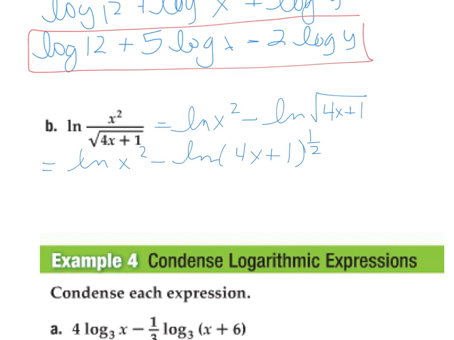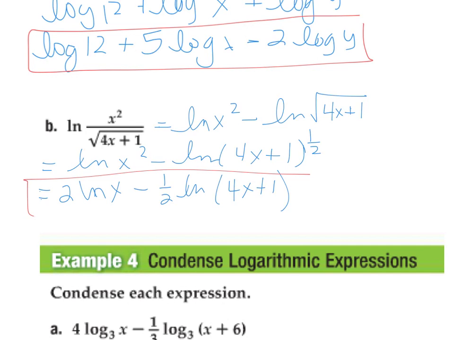Any exponent needs to come out front as a multiplier. So that's 2 natural log of x minus 1/2 natural log of 4x plus 1. And there's my answer. That's my simplified form. And you can see it expanded. It's stretched out.